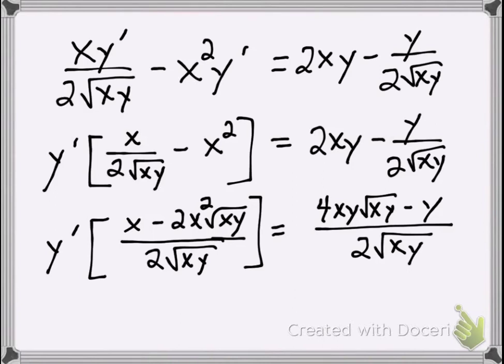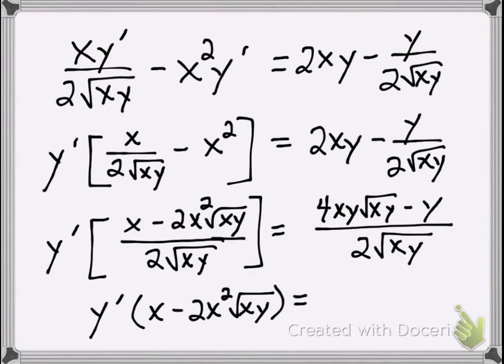Now, here's the thing. On the left side of the equation, we have the common denominator 2 times the square root of xy, and we have that same common denominator on the right side of the equation. So we can cancel those common denominators, and we end up with y prime multiplied by x minus 2x squared times the square root of xy. And then on the right side of the equation, the denominator cancels, and we're just left with the numerator, which is 4xy times the square root of xy, and then minus y. And then we're going to copy this equation, and then we'll move it to the other side of the next page.